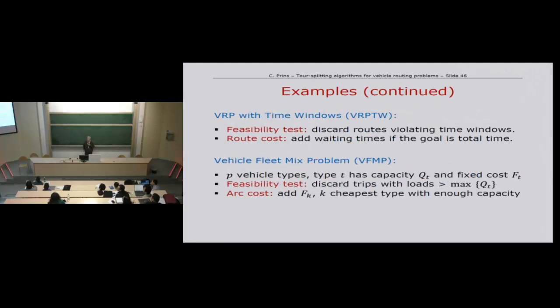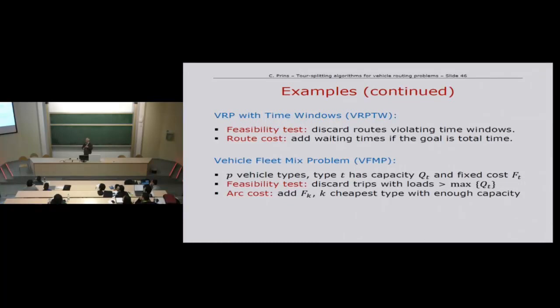For the VRP with time windows, in the feasibility test, you discard the sequences which violate time windows. And for the route cost, if your goal is to minimize the total time, you have to add waiting times. In the VRP with time windows, usually it is forbidden to arrive at a customer after the closing time, so after its time window, but it's allowed to arrive before. But in that case, you are obliged to wait. If it's a shop, a store, you are obliged to wait until the opening of the store.